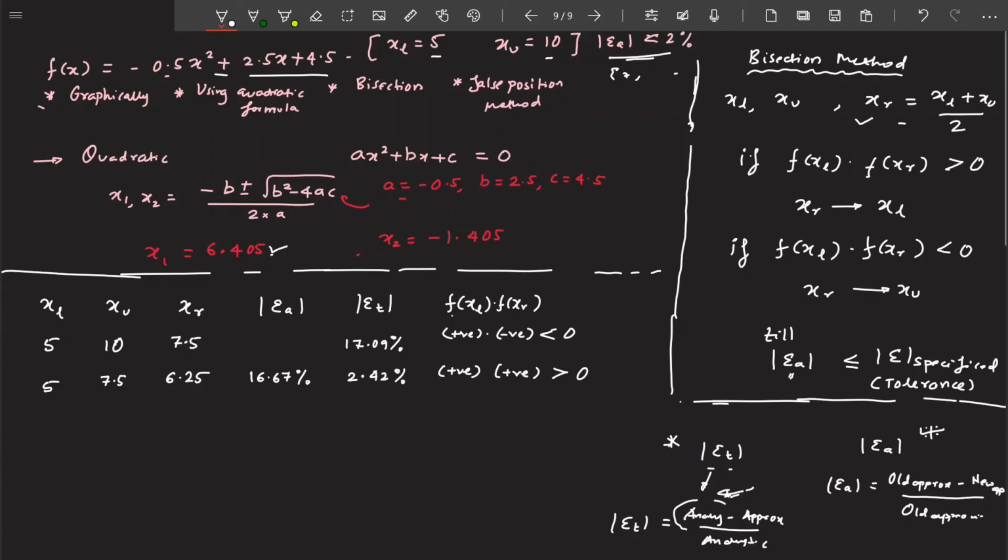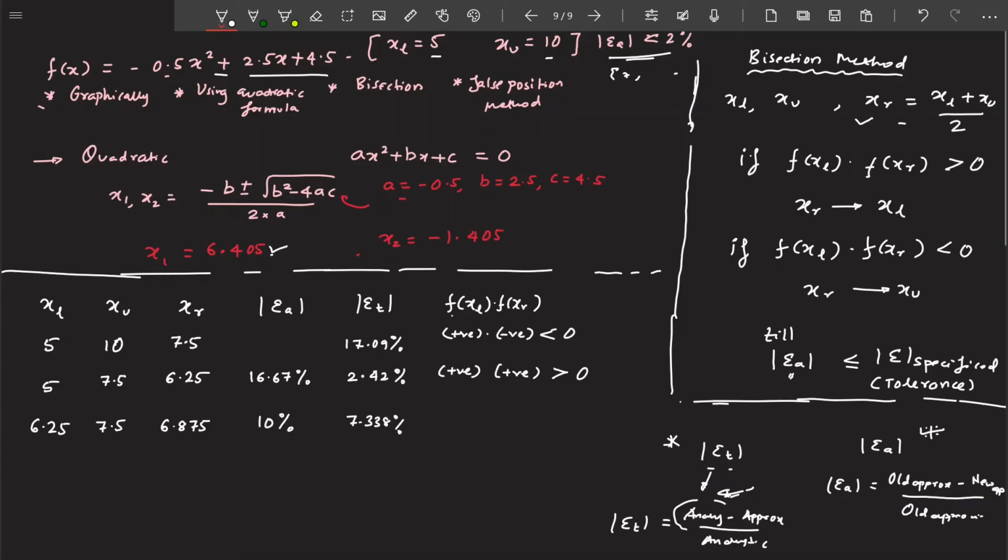So we are going to copy the value of XR into XL, that is 6.25, and XU will remain the same. And now we are going to find out the value of XR, that is XL plus XU divided by 2, which comes out to be 6.875. Now if you calculate the percentage error, it comes out to be 10%. And when you calculate the true percentage error, it comes out to be 7.338%.